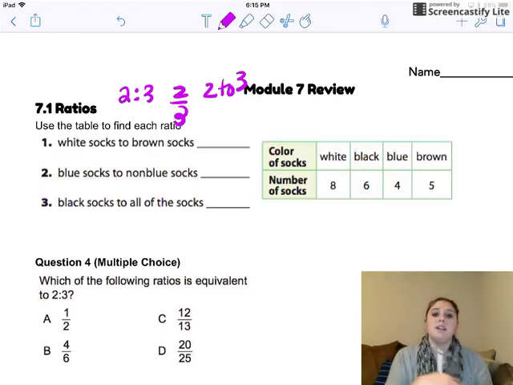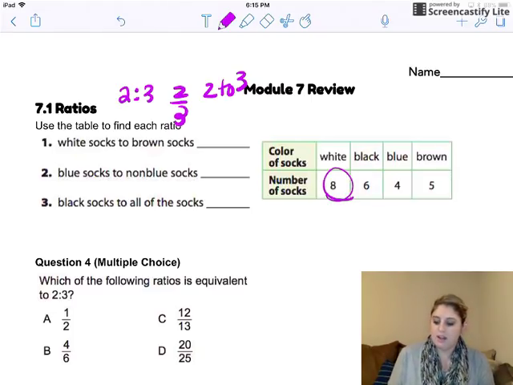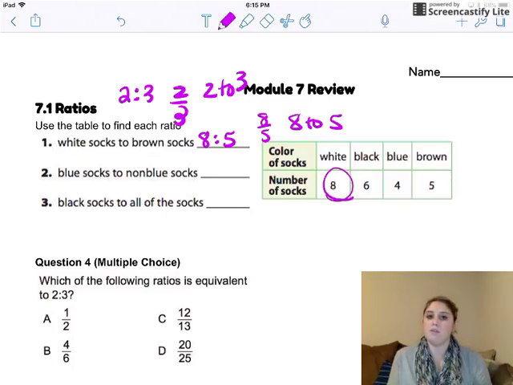So in this case, it's going to give you a table, and it's going to say find the ratio for each one. So how do I find the ratio of white socks to brown socks? I'm going to look at my white socks. I'm going to look at my brown socks. And I'm going to say this could be 8:5. Or you could write it 8/5. Or you could write it 8 to 5. Any of those would work.